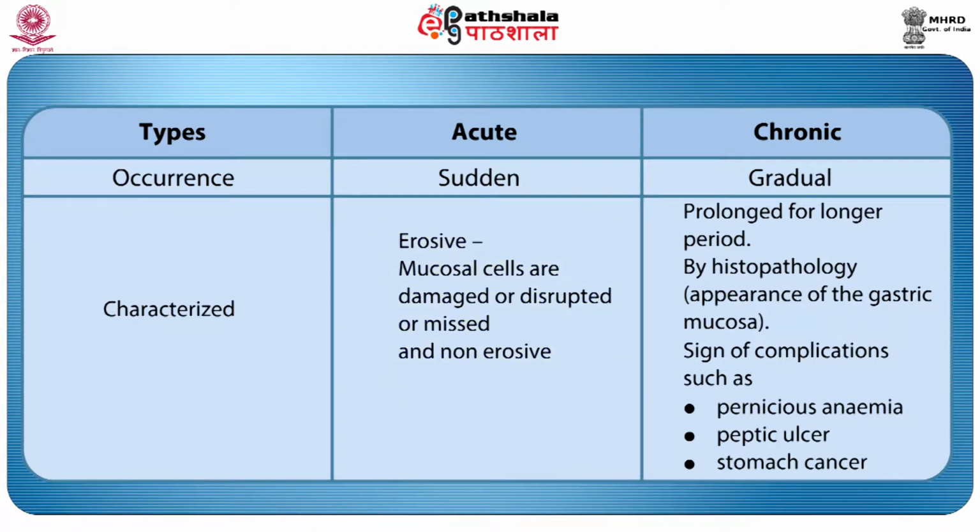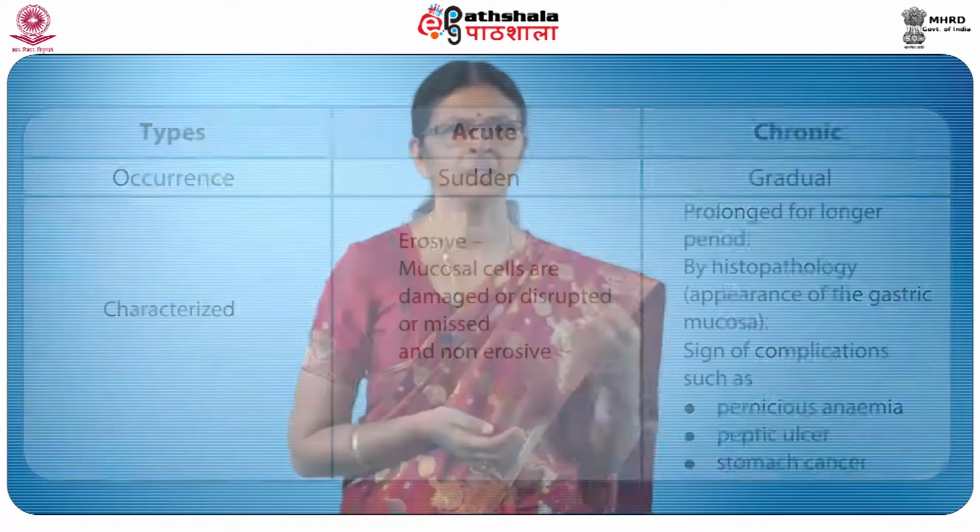Look at the right side of the slide. It shows that chronic gastritis may occur gradually, progress slowly but be prolonged for a longer period of time. Gastritis may be a sign when the person is affected by pernicious anemia or peptic ulcer or stomach cancer. Chronic gastritis may be primary or secondary. Shall we see how they occur?